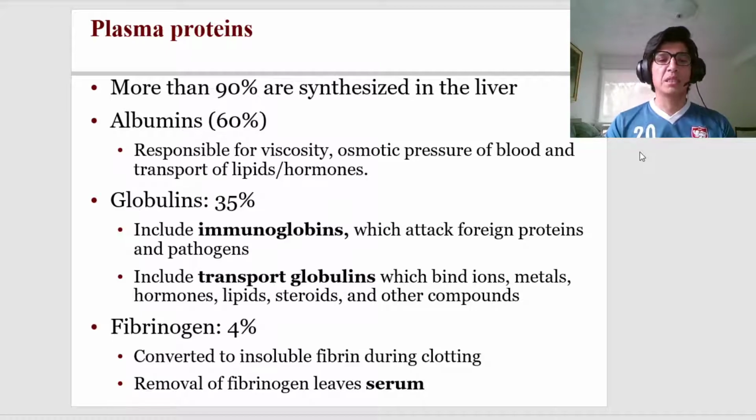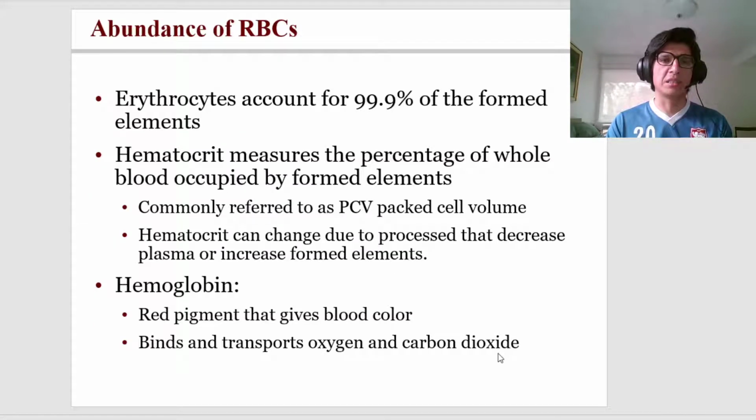Fibrinogen, 4% of plasma proteins, gets converted to this insoluble fibrin that creates a network during the clotting process, creating a barrier that prevents further blood loss. If you remove fibrinogen, you will no longer be able to create these fibrin networks that create these coagulates. And this is beneficial whenever you're talking about clinical outcomes, when you don't want blood to clot, basically. And this blood with removed fibrinogen is known as serum.